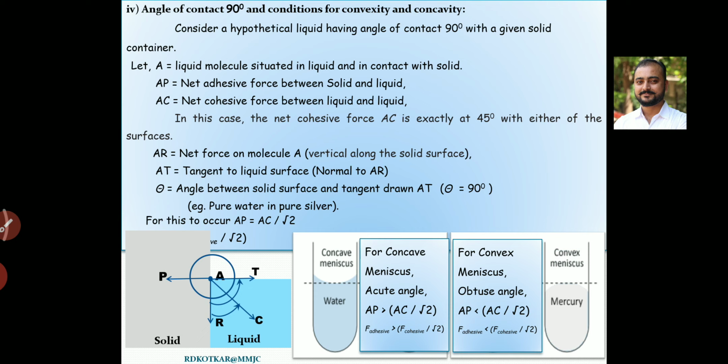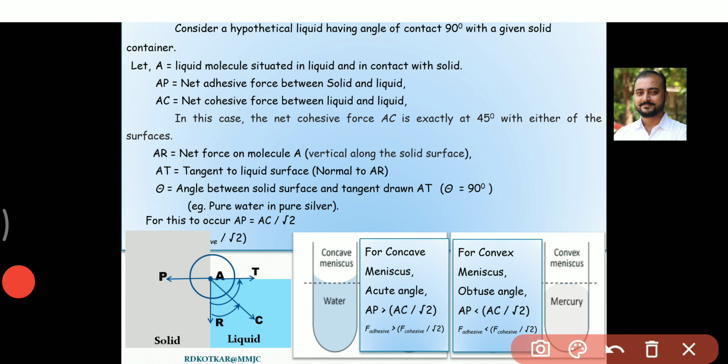As you observe these relations, you can see that AC by root 2 and AP are the same everywhere. The only difference is that for formation of a plane meniscus, you should have the equal sign. For formation of a concave meniscus, you should have the greater than sign. And for formation of a convex meniscus, you must have the less than sign. So in this manner, this is your topic, the angle of contact, formation of 90 degrees.